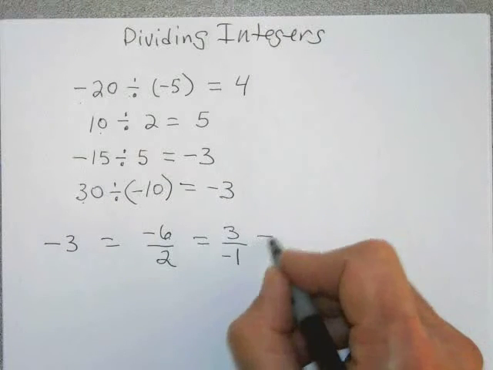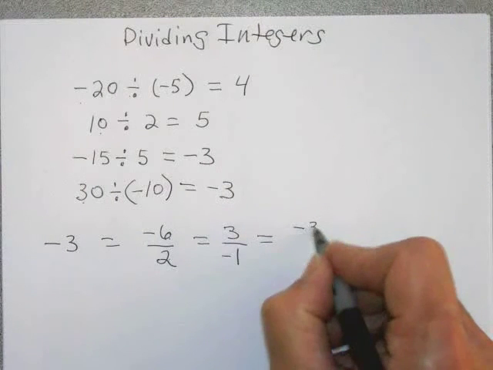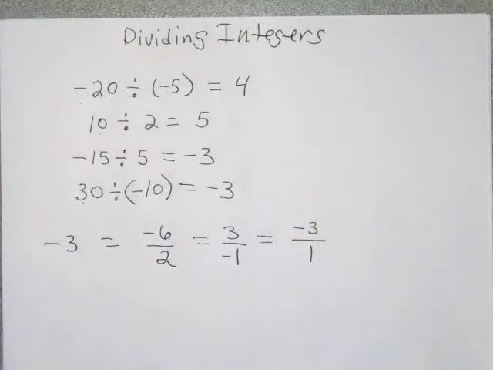And we could switch around where that negative symbol is. We could put negative 3 up here and positive 1 here. All of these feature a negative divided by a positive. The signs are different. We end up with a negative.